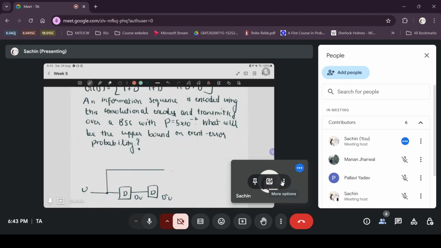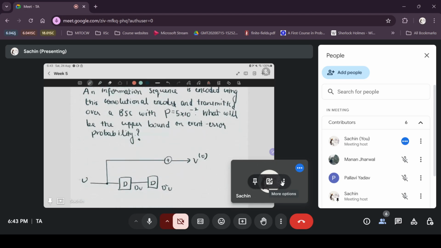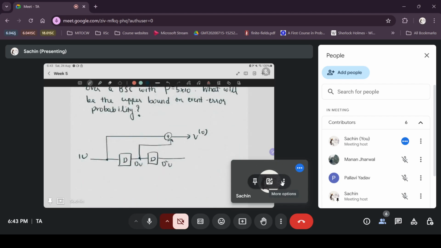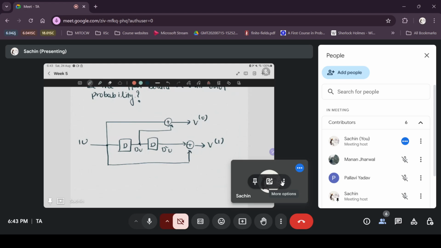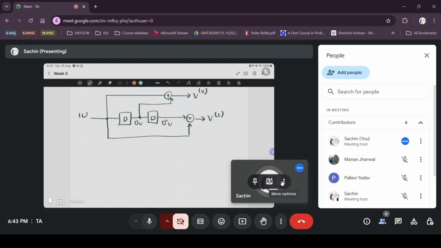So the first output V0 is 1 plus D. So this is 1 times u, so it's 1 plus D. The second output is 1 plus D squared. That's the second output. The final output is 1 plus D plus D squared, so u plus Du plus D squared u. That will be your encoder.